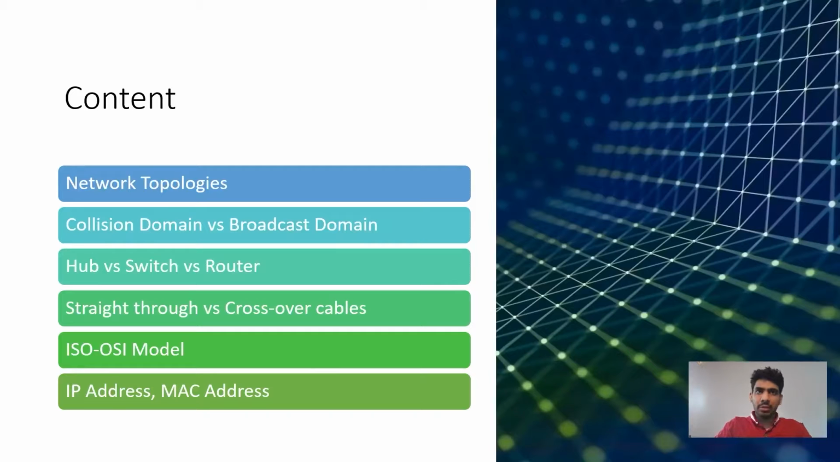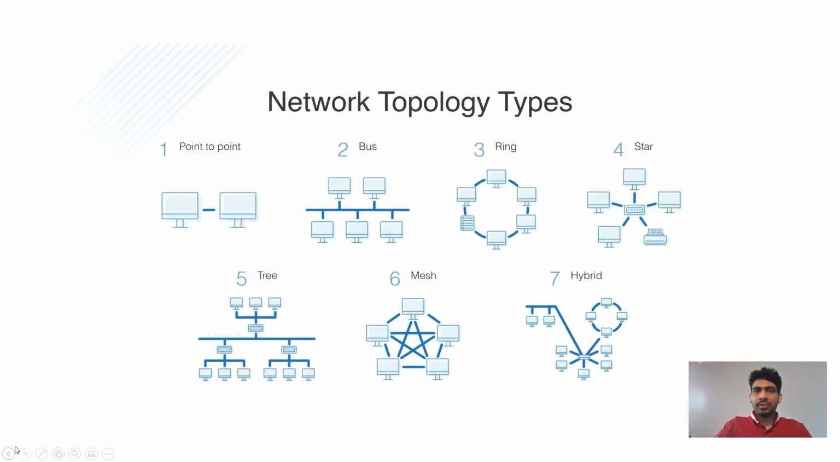In this video I won't be going deeper into these topics. I will be just touching these topics just enough to go to the other videos in this series. So let's move to the first topic. So these are the network topology types. Network topology is the logical arrangement of network devices in a network.